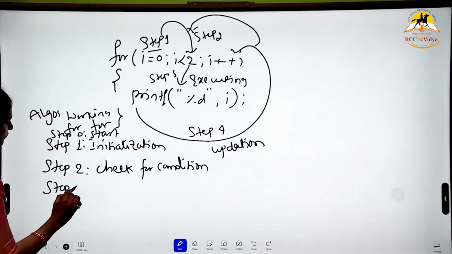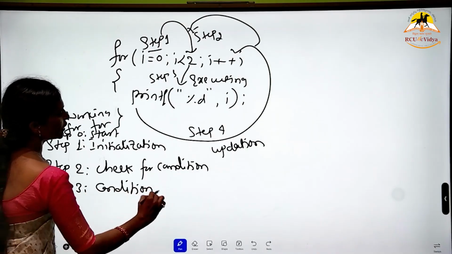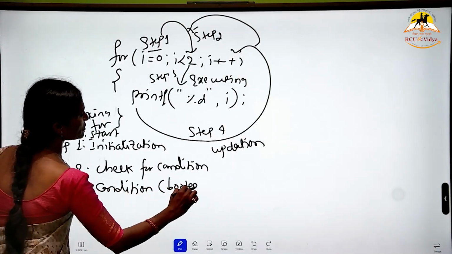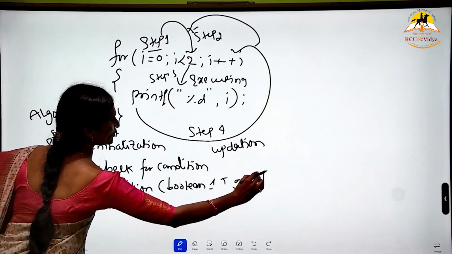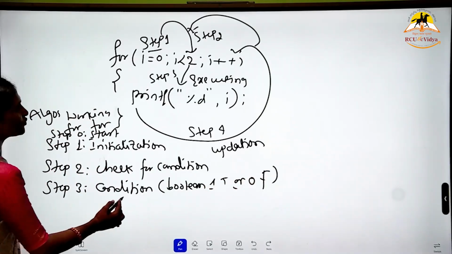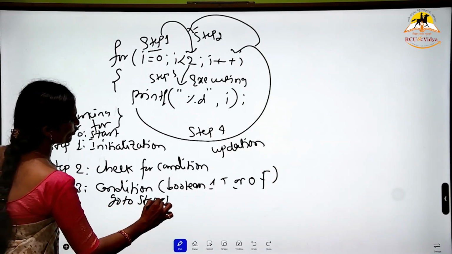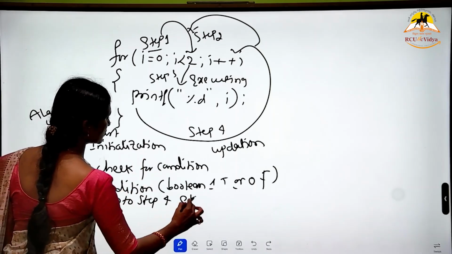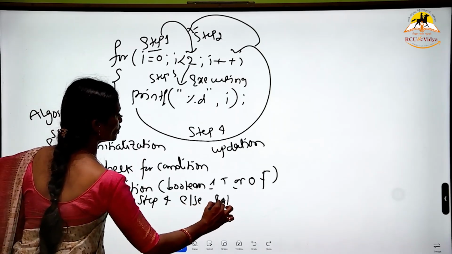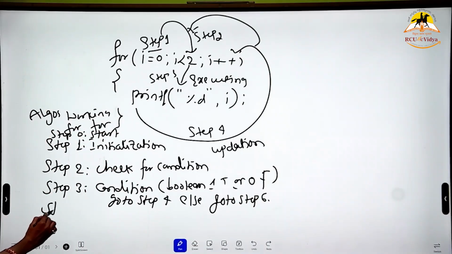Step 3, condition true. What is this condition? It is a Boolean value, true or false. Okay, 1 means true, 0 means false. So if the condition is true, go to step 4, else go to step 6. So what is step 4? I will tell now here.